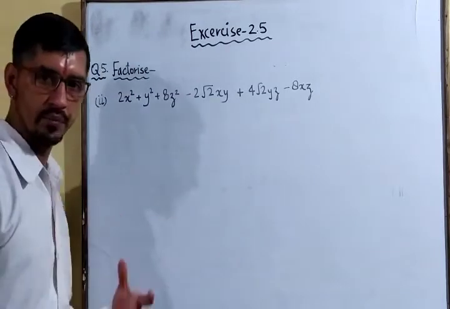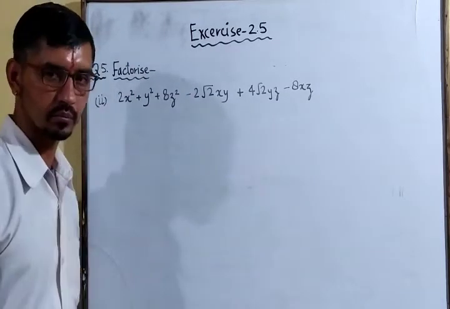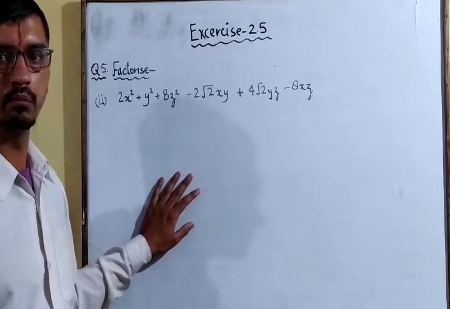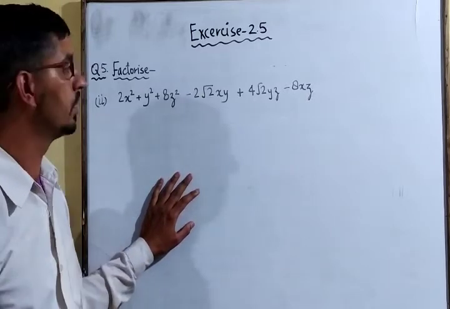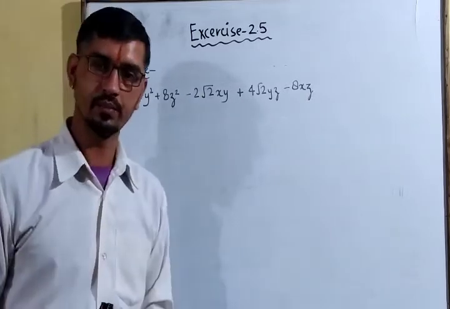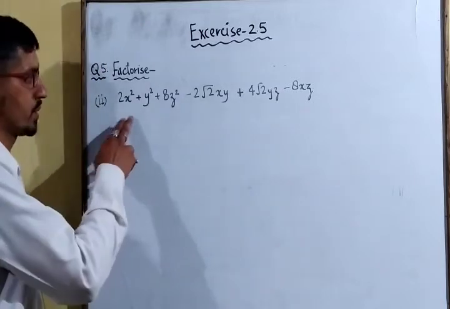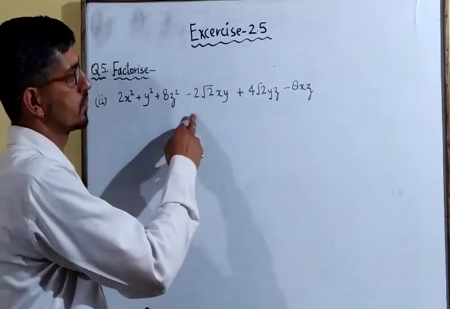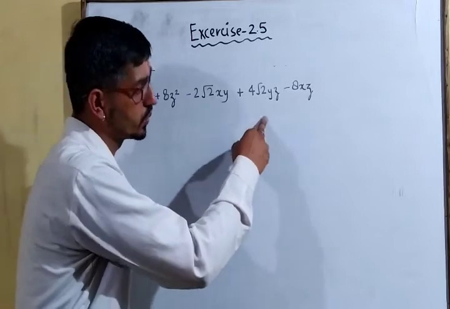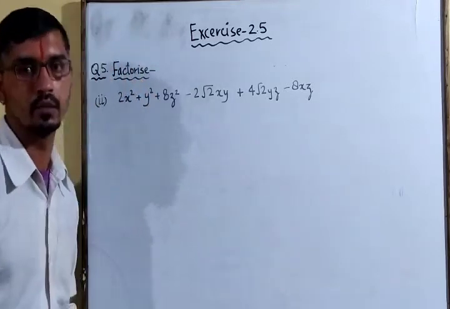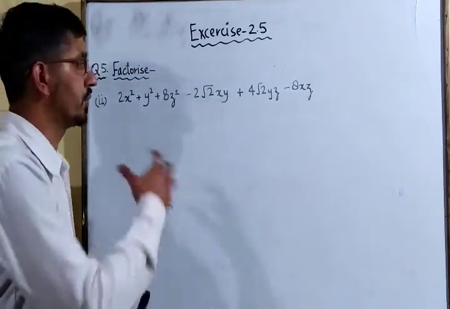The question is a little bit different. Factorize this. I am doing the second part because it is a little bit difficult, and you have to do the first part yourself. Okay. Now the question is 2x square plus y square plus 8z square minus 2 root 2xy plus 4 root 2yz minus 8xz. Okay. Now we have to factorize this.